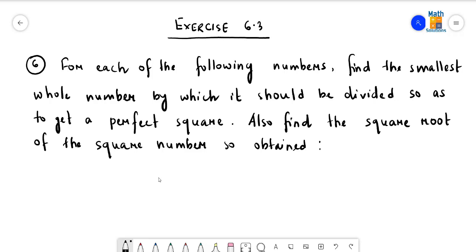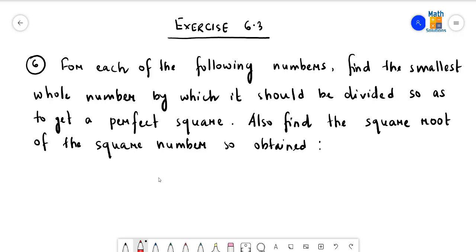Hello everyone. Through this video we are going to discuss from question number 6 in exercise 6.3. So in question number 6, what do we have? It is stated that for each of the following numbers, find the smallest whole number by which it should be divided so as to get a perfect square. Also find the square root of the square number so obtained.